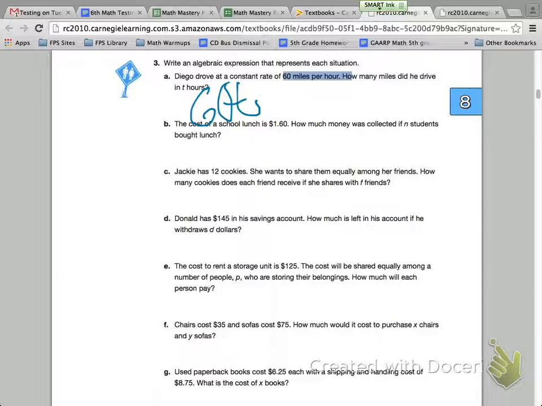If we take a look at B, the cost of a school lunch is $1.60. How much money was collected if N students bought lunch? So you have $1.60, and you have N students. For one student it would be $1.60. For two students it would be $3.20, because $1.60 multiplied by 2 would be $3.20. So the expression would be $1.60 multiplied by N.